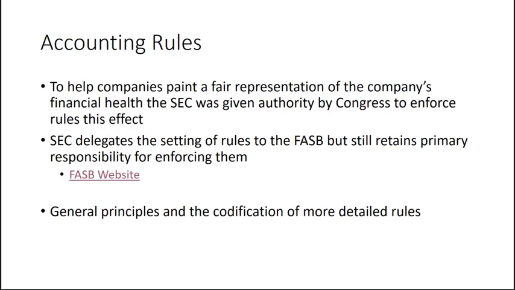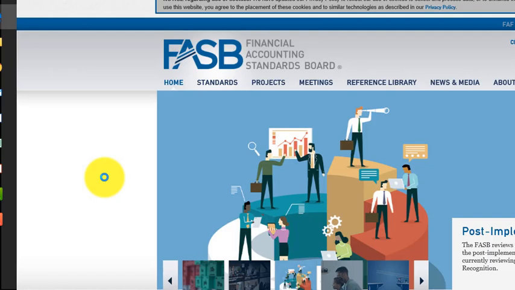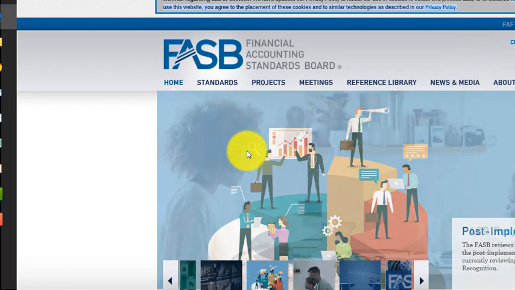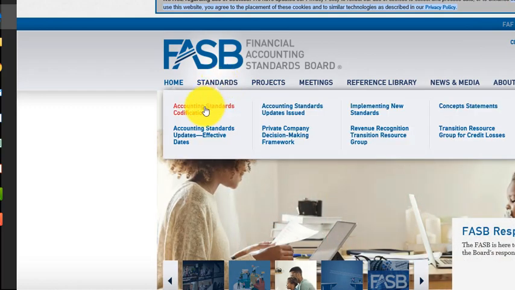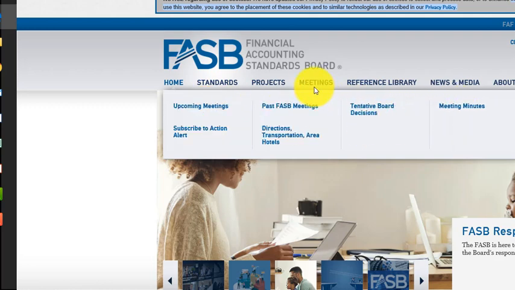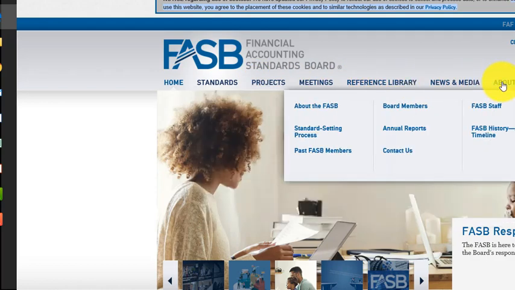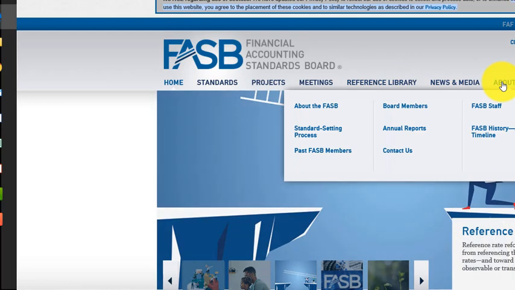The SEC has in turn delegated the rule setting to a private organization called the FASB, or the Financial Accounting Standards Board. So if we go to their website, you see their homepage here. You see their standards and the codification, which is where it's all organized. You also can learn about how they make rules, their meetings, their projects, who they are, their staff, their board members, all that good stuff is here on their FASB website.